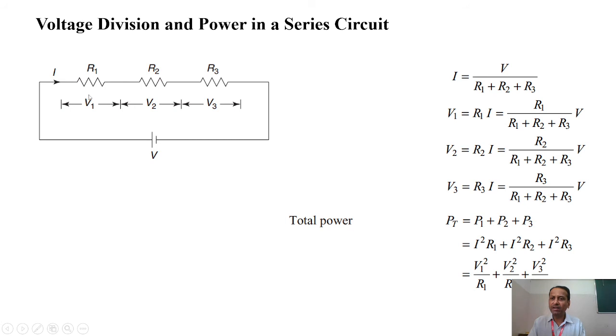Subsequently, if you want to calculate the voltage across R1, V1 is equal to R1 multiplied by I, where I is V divided by R1 plus R2 plus R3. So writing the total equation, V1 is equal to R1 multiplied by V divided by R1 plus R2 plus R3. This is called voltage division. The same way you can calculate the individual voltages across R2 and R3, and their relations are mentioned here. Finally, to calculate the total power, PT is equal to P1 plus P2 plus P3. Simply add the power available, and that will give the total power consumed by this particular circuit.